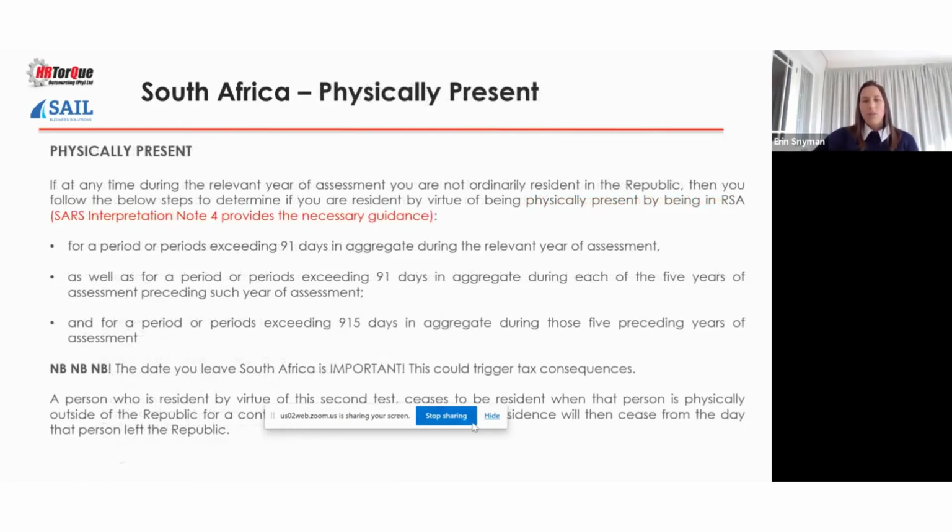So if at any period during that tax year you have indicated that you're not ordinarily resident, so you have assessed all of those factors and identified that your ordinary residence has ceased because you're now immigrating, you've got no intention to return to South Africa, and you've assessed your ties, you're now no longer ordinarily resident based on those subjective tests that you've applied. What needs to happen then is you need to follow the physical presence test to determine if you are South African tax resident by virtue of being physically present in South Africa.